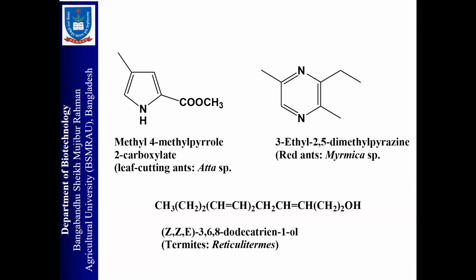For example, leaf cutting ants produce methyl pyrrole-2-carboxylate, this compound. As trail pheromone, red ants use a different structure, that is 3-methyl-2,4-dimethyl pyrazine. And termites, for example Reticulitermes, produce this very simple unsaturated hydrocarbon alcohol-like compound. So these are some of the examples of trail pheromones.